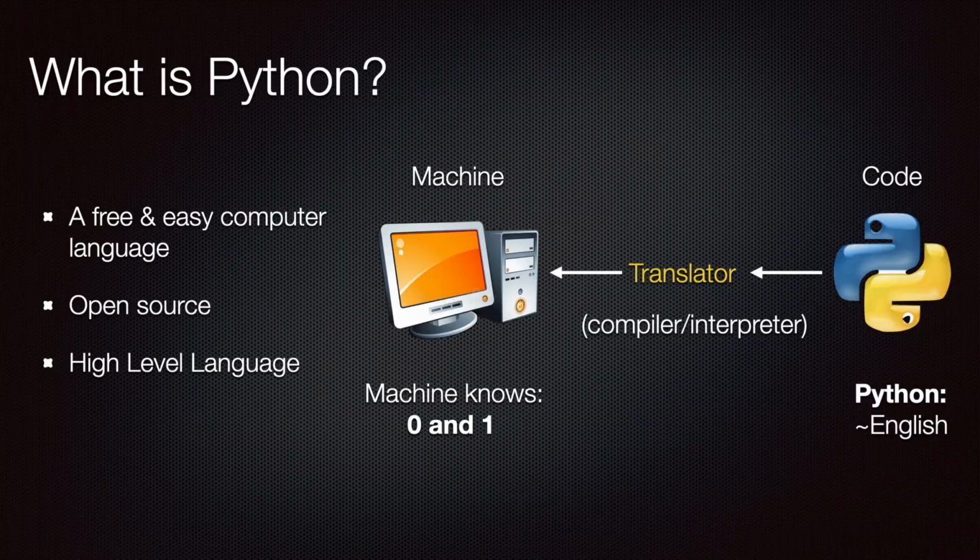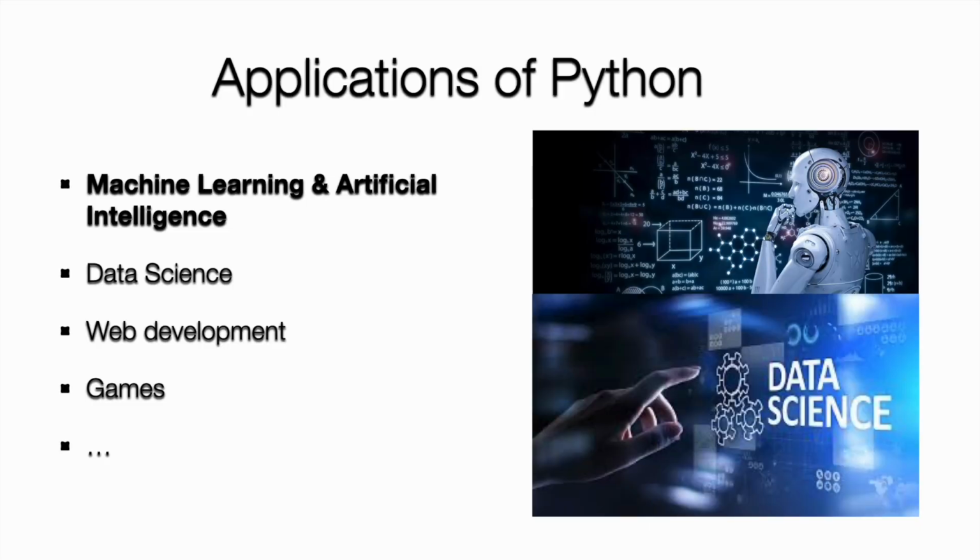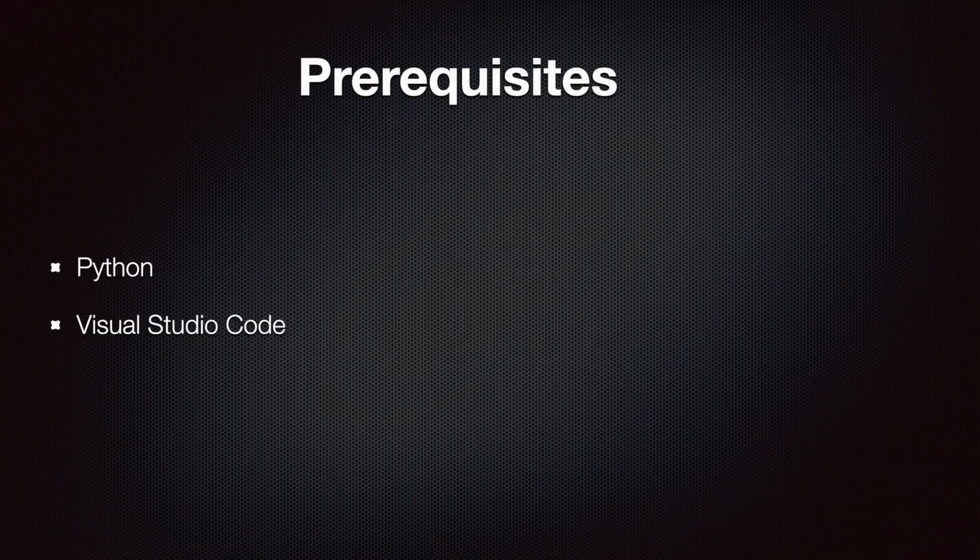And now let's move on and talk about the applications of Python. Python has a wide range of applications. I cannot list all of them here, but it has a wide range of applications in machine learning and artificial intelligence, in data science, web development, making games, and many others. And in this tutorial, we will focus mainly on those Python skills which are required for machine learning.